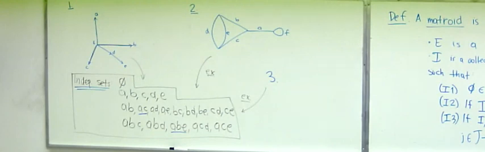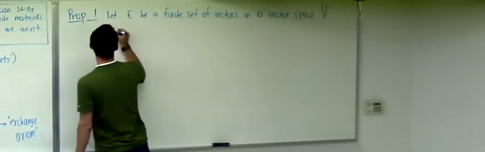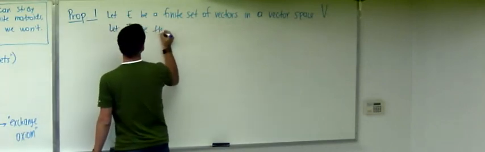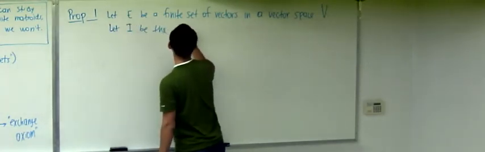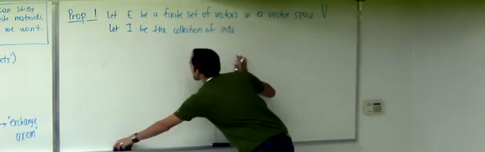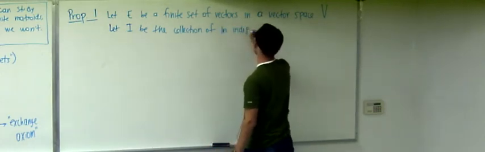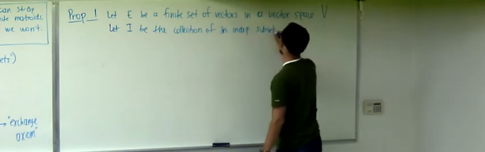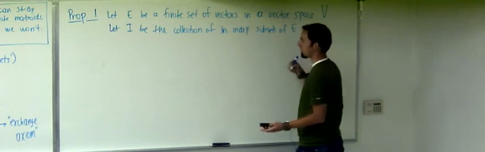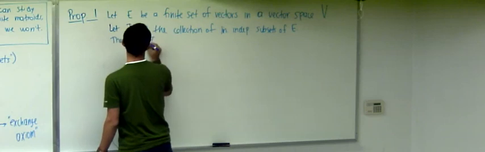So that's my little parenthesis about infinite matrices. And now let's go back to what I was trying to do, which is to show to you that finite collections of vectors give rise to matroids. Okay. So let E be a finite set of vectors. Let I be the collection of linearly independent subsets of E, then this is a matroid. Your set E and your collection I form a matroid.